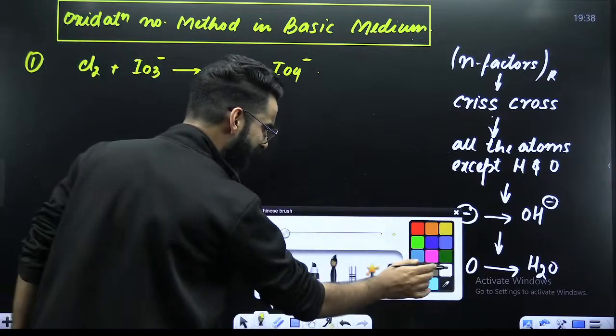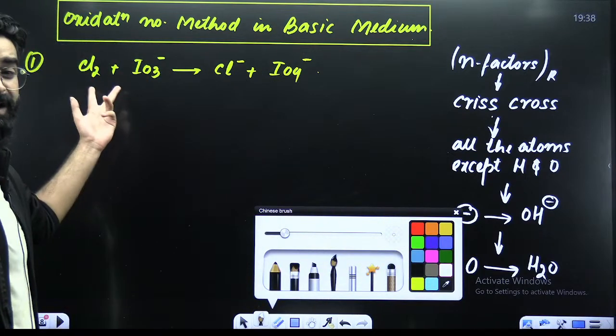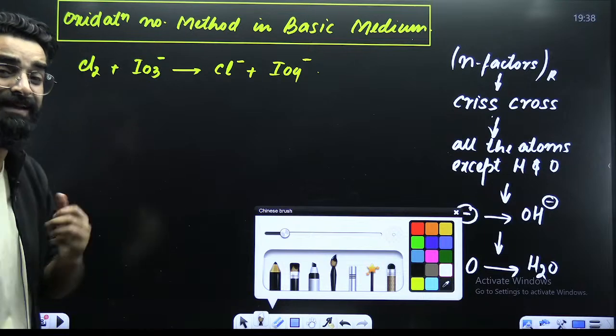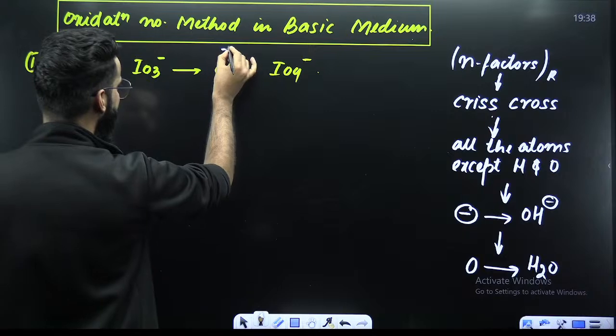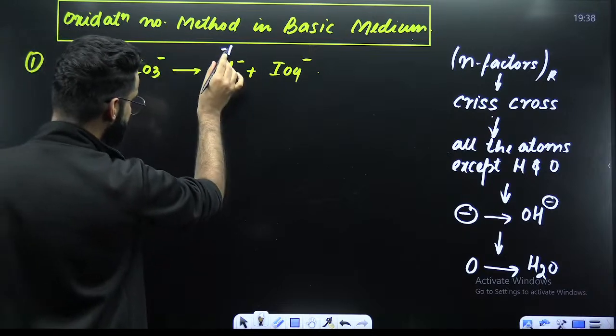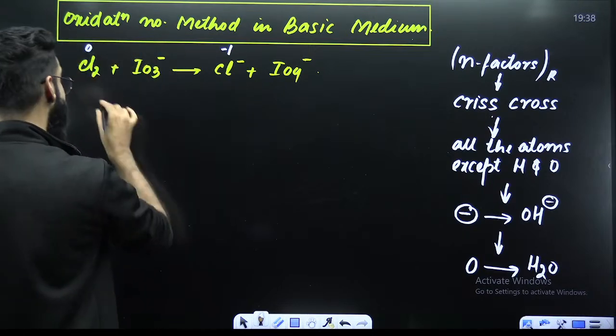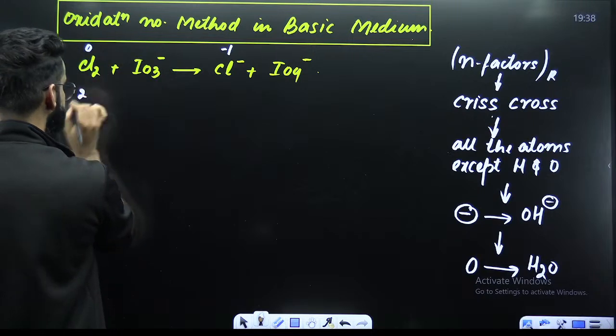So what is my first step? I need to calculate the n factors of the reactants over here. How do you exactly calculate the n factors? You know it already. The oxidation state of chlorine is 0 here. It is -1 here. 0 to -1. What is the change? 1. 1 is the change for one atom. I have 2, so its n factor is 2.